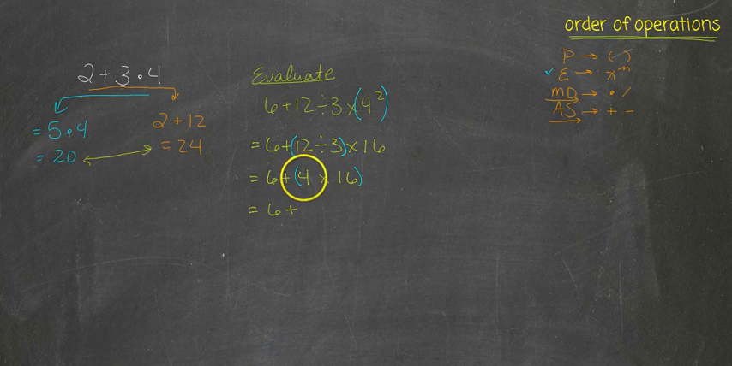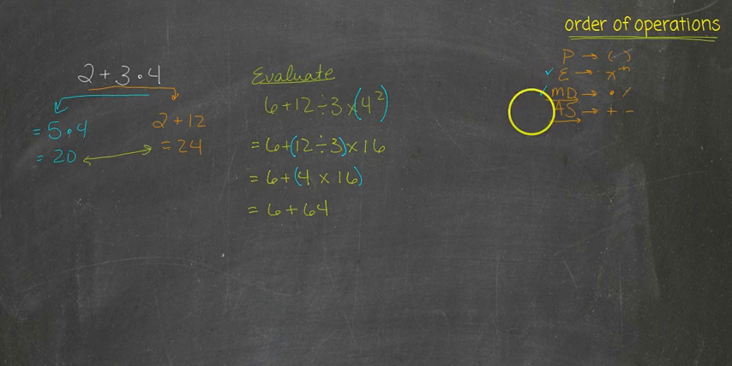6 plus, well, 4 times 16, well, 2 times 16 is 32, and twice that is 64. And now I finished with multiplication and division. All I have left is addition, subtraction, and I just have one of them, so it's pretty obvious what I'm going to do here. Except maybe I'll do it with the right numbers. 64 plus 6 equals 70.